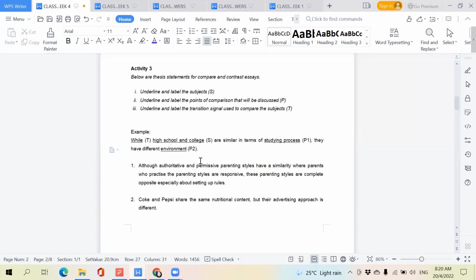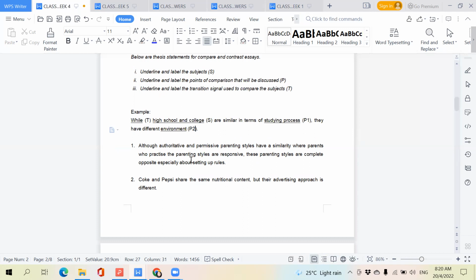Okay. So let's look at the first one here. It says, although authoritative and permissive parenting styles have a similarity. So you highlight already. Ini kita jumpa dah perkataan satu. This is a transition signal. This is also a transition signal. In a way, it indicates to your readers, okay, this one is talking about similarity. Or this one is talking about, for example, this one, complete opposite, is talking about differences.